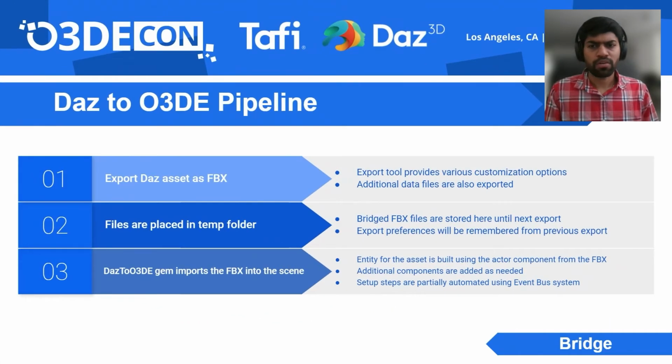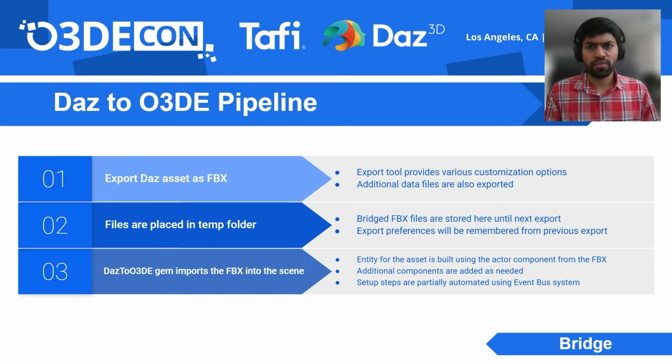The main goal of the bridge is to get content from Daz to O3DE in a lossless fashion. We have developed a script for Daz Studio for exporting the scene content. By running the script, the user can make a selection of the characters in the scene to export and additional asset data like textures, morphs, animation, etc.